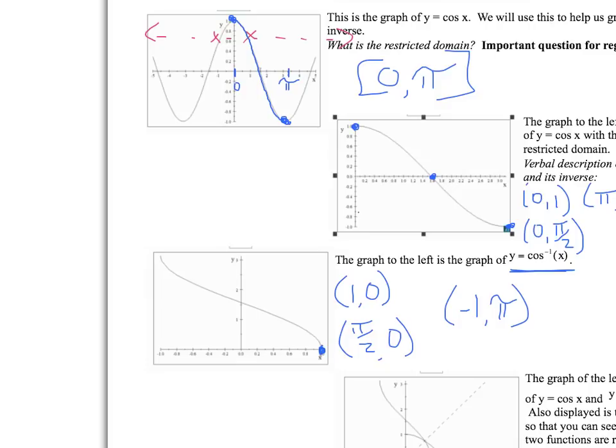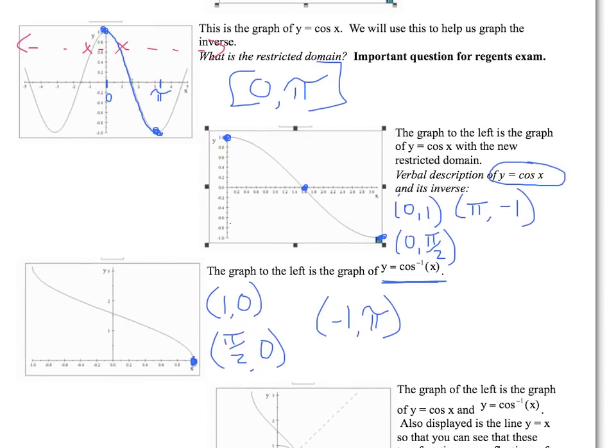Sorry, I made a little mistake. Back up here for a second. This isn't the point 0, pi over 2. I was looking ahead. That's the point pi over 2, 0. So this point flipped is 0, pi over 2. Sorry about that. I just read the point wrong.